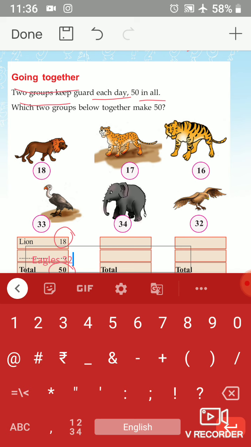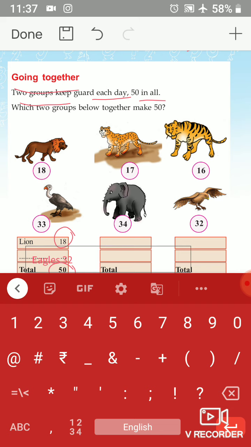Okay, then look at 8 plus 2. Look at this ones place number, 8 and 2. 8 plus 2 is 10. That is a trick to make 50. Okay, then we can understand 18 plus 32 is 50.